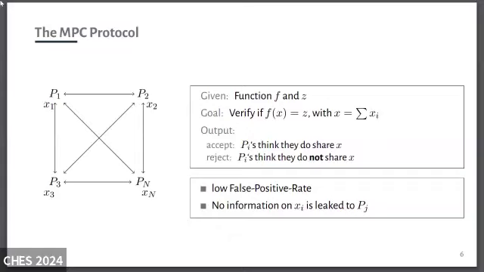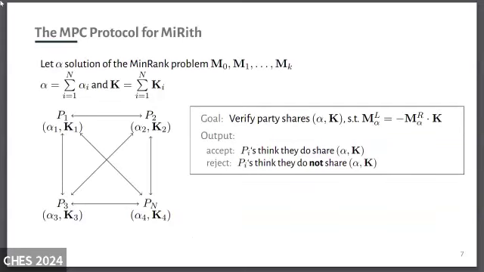Obviously we want some properties to hold. The first one is a low false positive rate, so that we do not have to repeat this protocol too often. And secondly, we want that no information on xi is leaked to any other party Pj. So we want a zero knowledge property. In the case of MIRA, this now looks something like this.